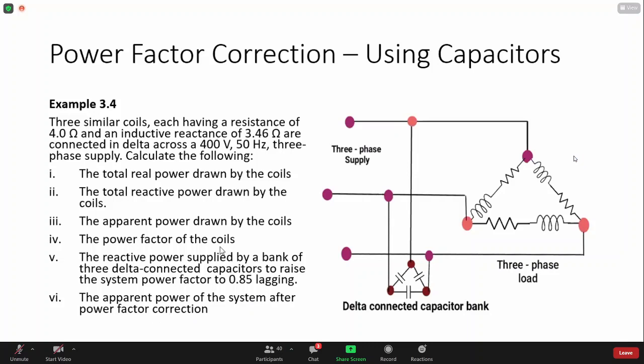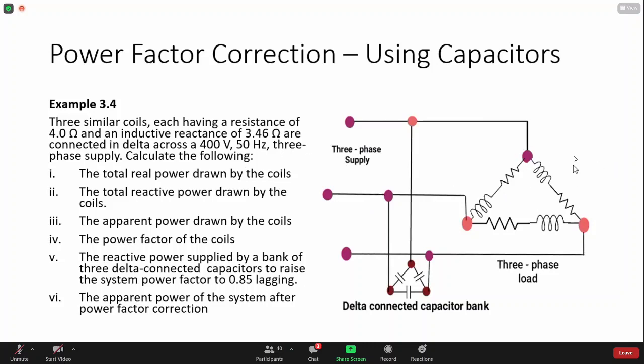I could have just asked you to find the reactive power that will be required to raise the power factor to 0.85 lagging, because many questions just go straight to this. But I'm asking the question in such a way that you can see some other things also, because you would still have to work these out even if you were not told to. All right, so let's get going.